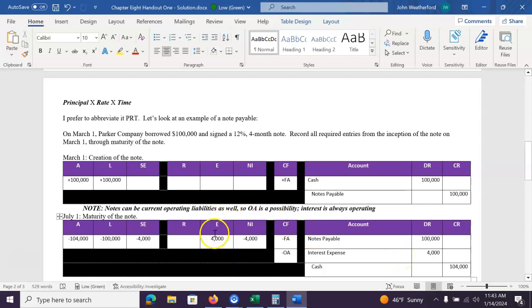So what happened here? Interest expense increased our expenses by $4,000, which decreased net income by $4,000, and decreased stockholders' equity through retained earnings by $4,000. And then what? Assets decreased by $104,000, our credit to cash, and liabilities decreased by $100,000, our debit there to notes payable. And notice that balance is right. You got negative $104,000 on the right side of the accounting equation, and a negative $104,000 on the left side as well.